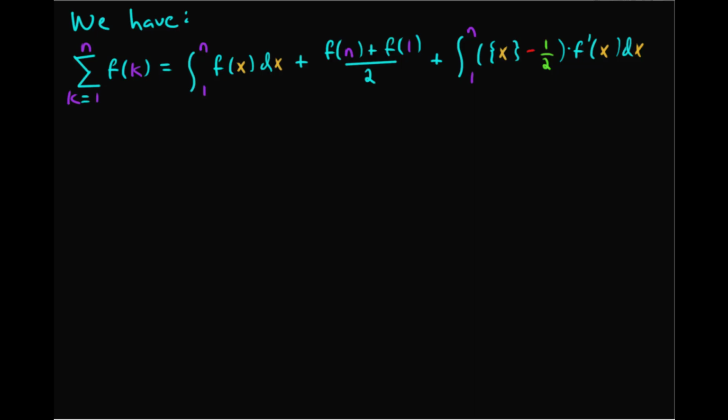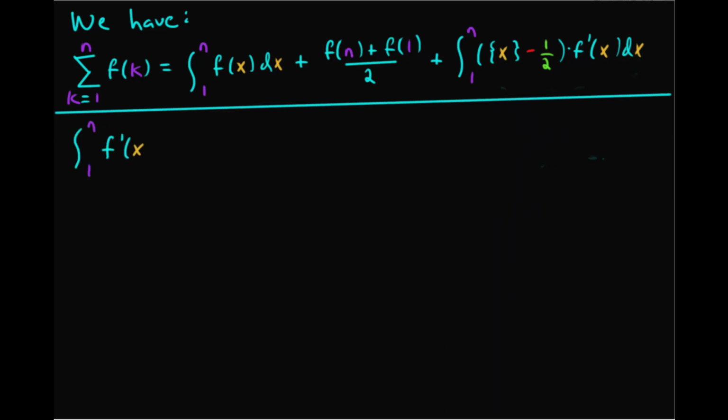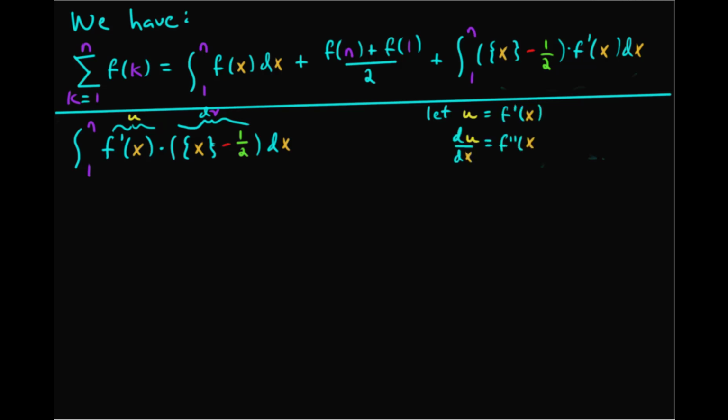So we need to do a little bit more work on this integral term here, and we'll use what I hope is by now a familiar technique. We'll use integration by parts. And so when we do that, we treat the integral as if it's of the form u dv. Here I'm going to let u equal f prime of x, and dv is going to be the fractional part of x minus 1/2 dx. So therefore, if u is f prime of x, then du/dx is f double prime of x, which means du is f double prime of x dx. And then we have that dv equals the quantity fractional part of x minus 1/2, close parenthesis, dx.